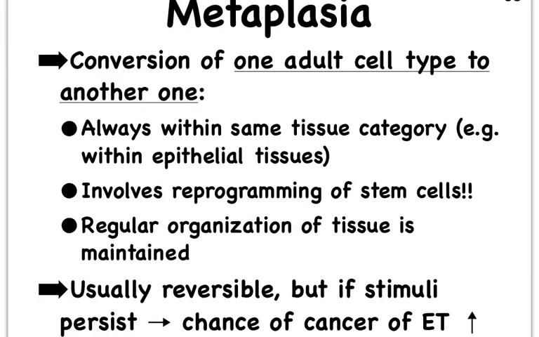Metaplasia means that we're going to see that one cell type is replaced by another cell type. We often see this happening in the case of epithelial tissues, where we see one tissue category, let's say the pseudostratified ciliated columnar epithelial tissue in the trachea, replaced with stratified epithelial tissue. And usually this is pretty controlled and is somewhat reversible, but a person who continues to smoke for years and years is not going to be able to reverse this anymore after a while, and could potentially end up with cancer.